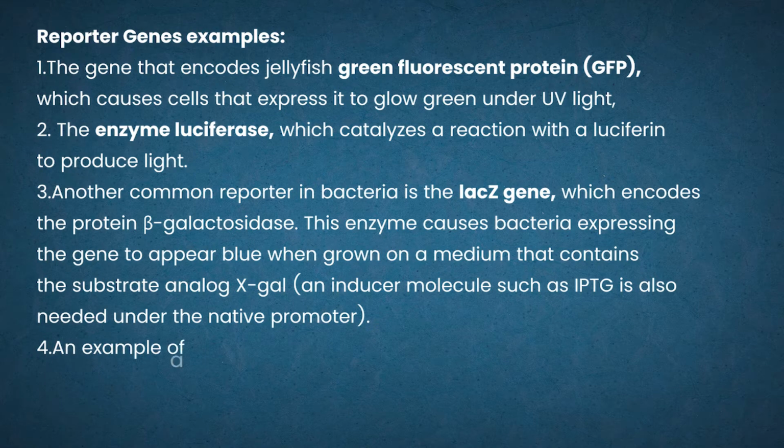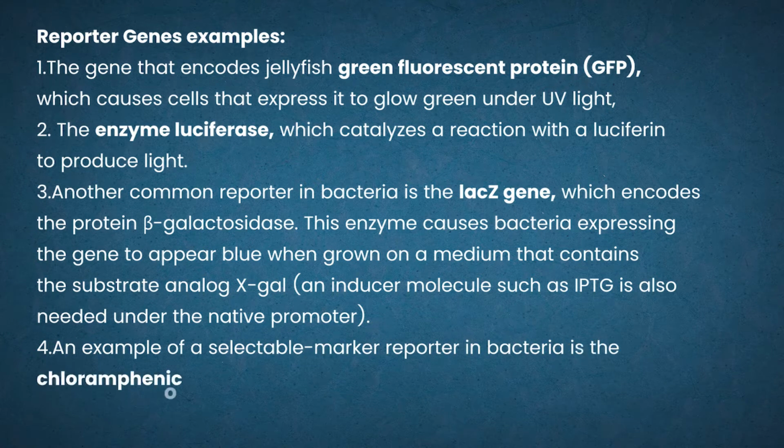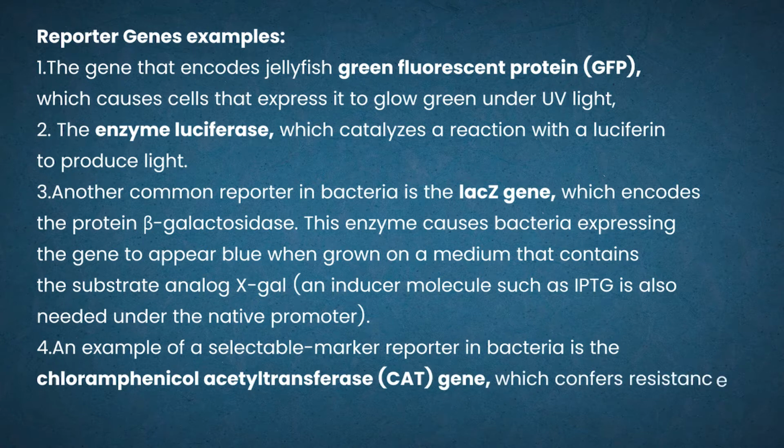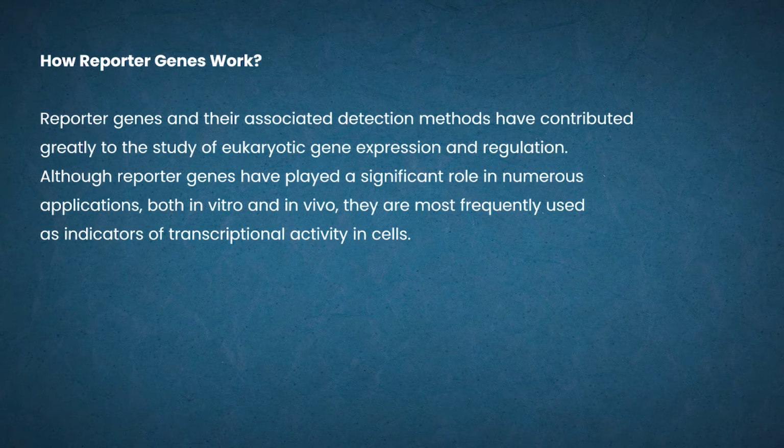An example of another selectable marker reporter in bacteria is the chloramphenicol acetyl transferase or CAT gene, which confers resistance to the antibiotic chloramphenicol. So, how do reporter genes actually work?